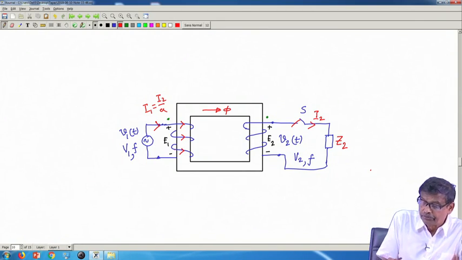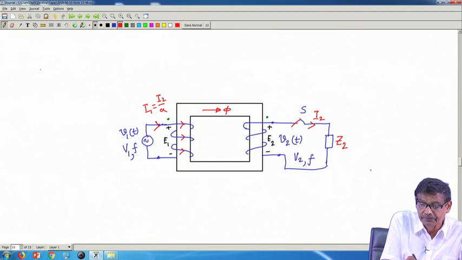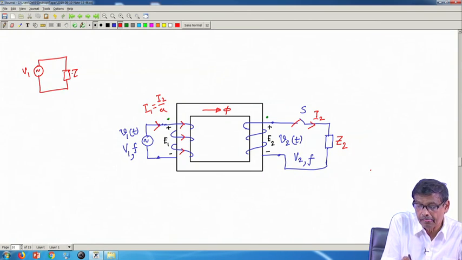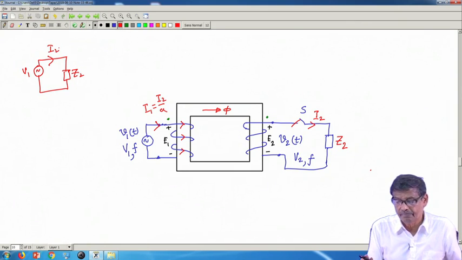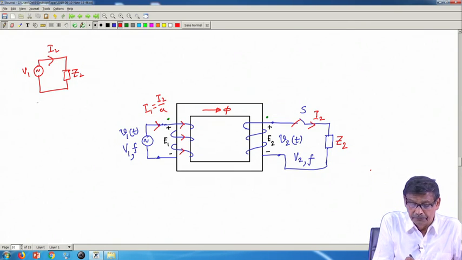So, with respect to the supply, the equivalent circuit we have just got is V1 and an impedance a square Z2, and this is your I1. So, this is referred to the primary side.